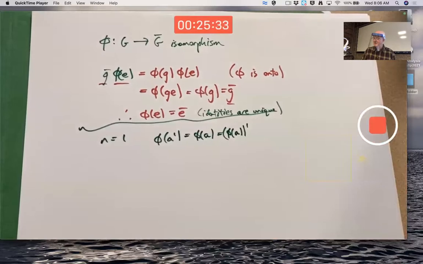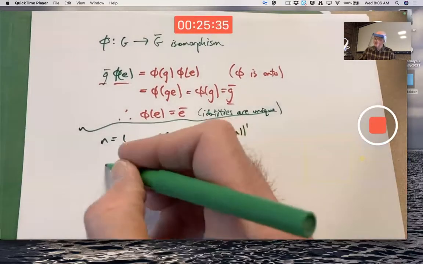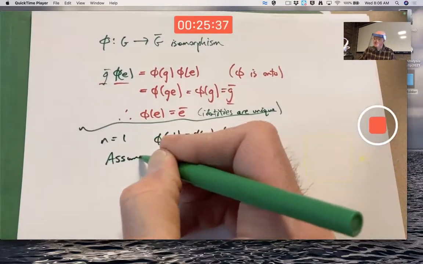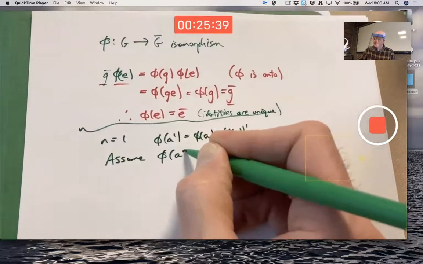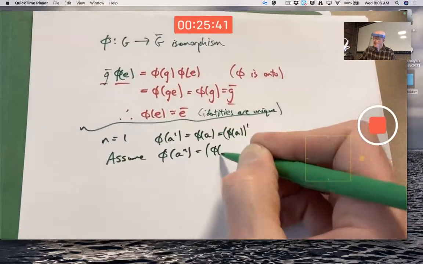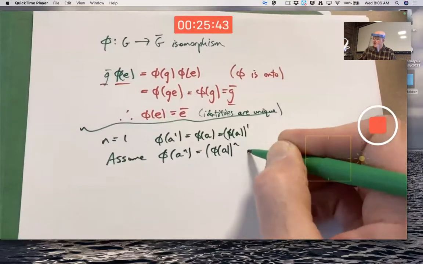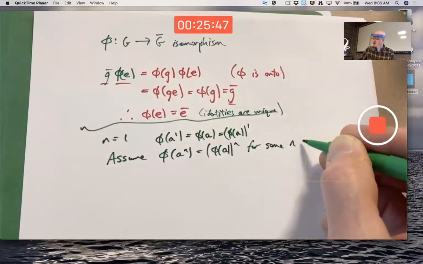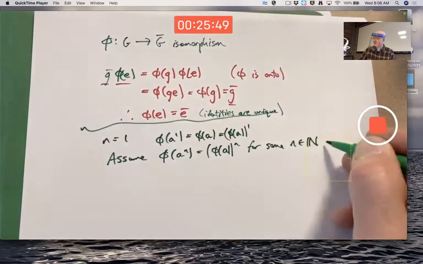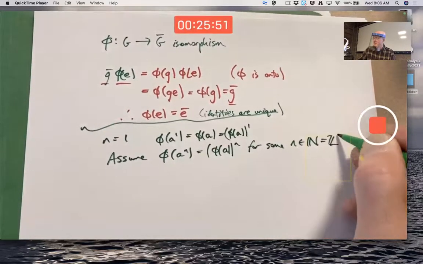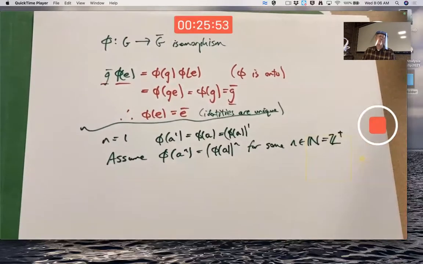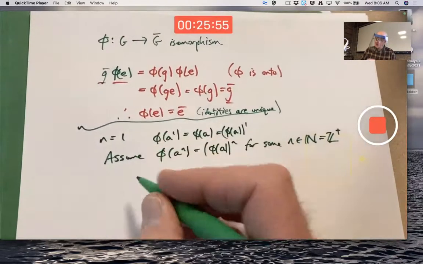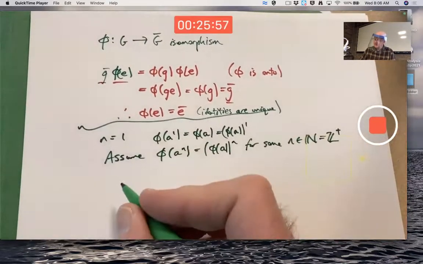The inductive step would be to say, assume phi of a to the n equals phi of a quantity to the n for some positive integer n in the natural numbers, also called the positive integers, and show that if you replace n with n plus 1, that it still works.